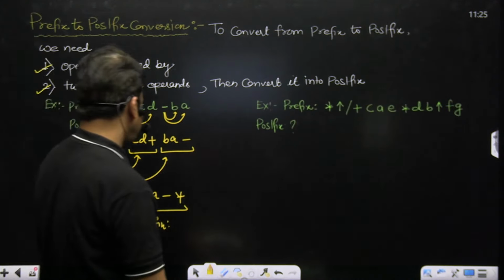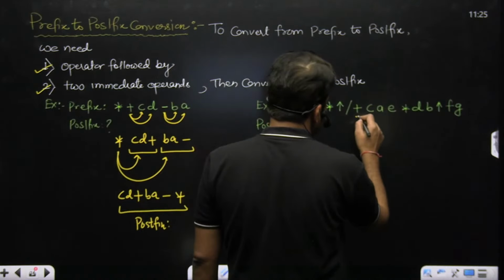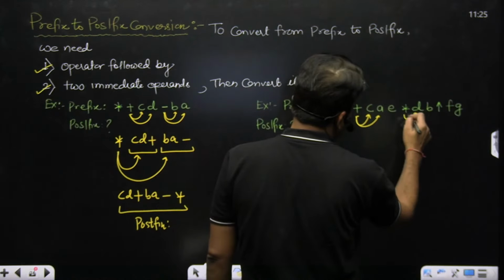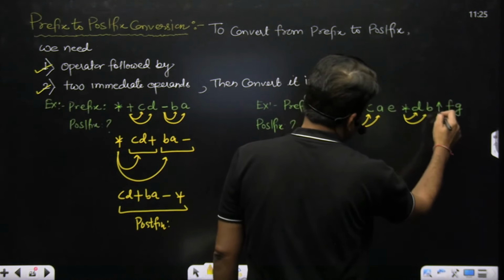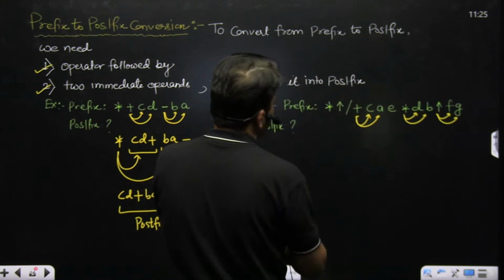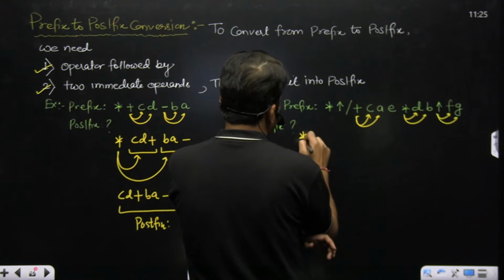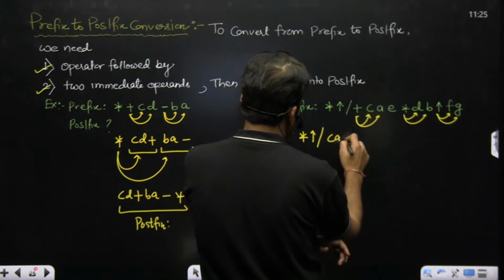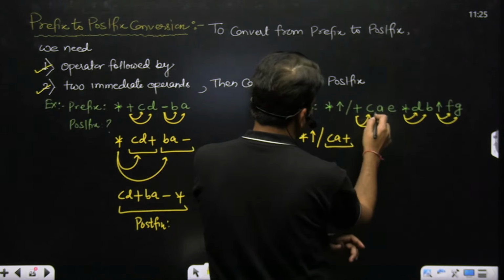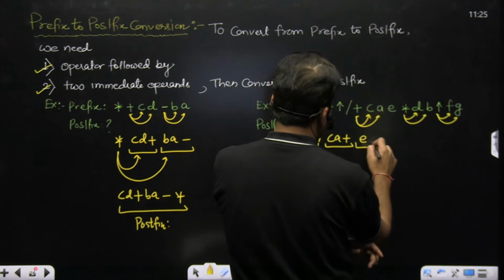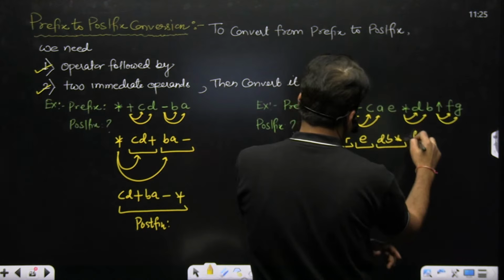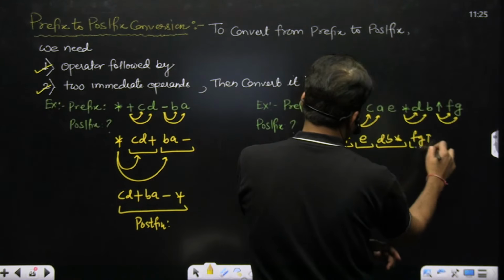Children, check the operator and the two immediate operands after it. So this is the operator, and the two immediate operands are these. Convert into postfix form, right? CA plus is one operand, E is another operand, DB star is another operand, FG power is another operand.